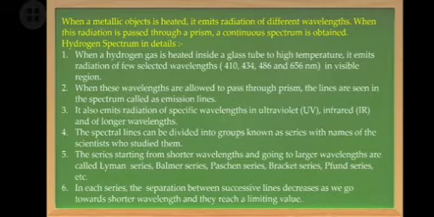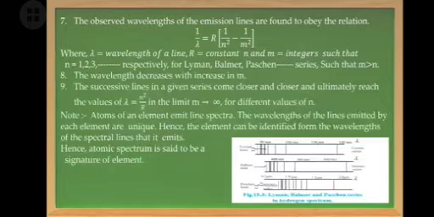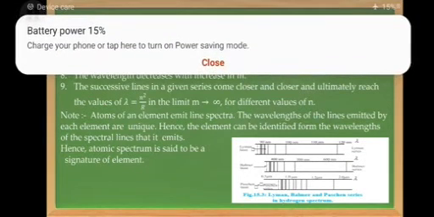In each series, the separation between successive lines decreases as we go towards shorter wavelength and then reaches a limiting value. So from the longest wavelength up to the limiting value, that is the maximum value of the series, you can move through the series.